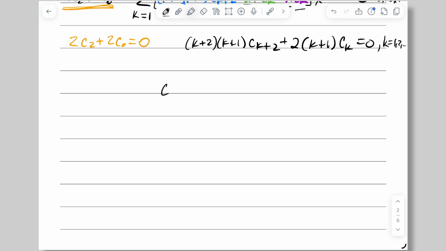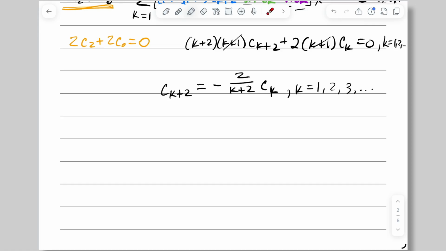So here we've got c sub k plus 2 is equal to, you might notice that k plus 1 divides out. We know we're not dividing by 0 there because k starts at 1, so k plus 1 is 2. C sub k plus 2 is equal to negative 2 over k plus 2 times c sub k for values of k starting at 1, 2, 3, etc.